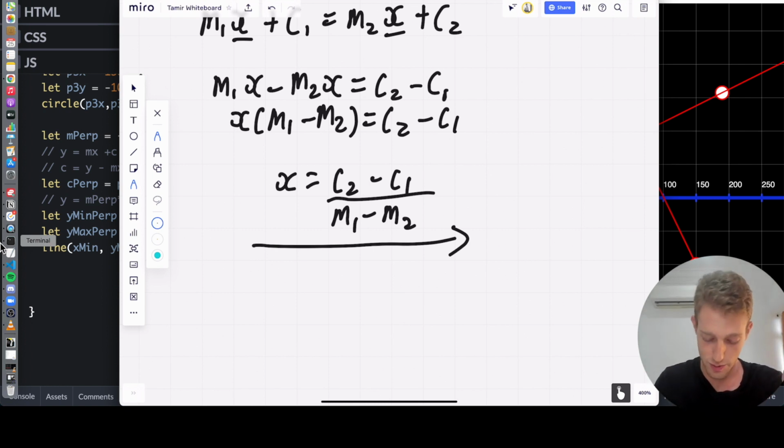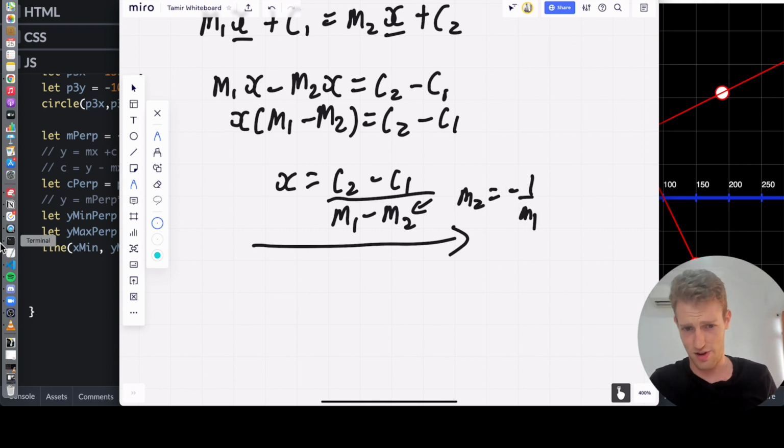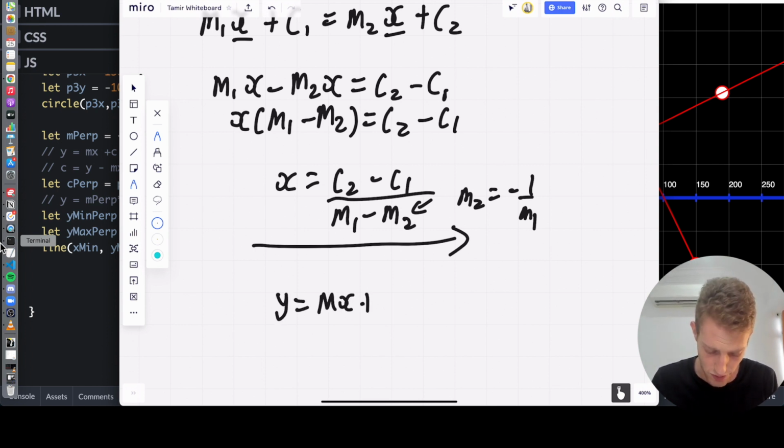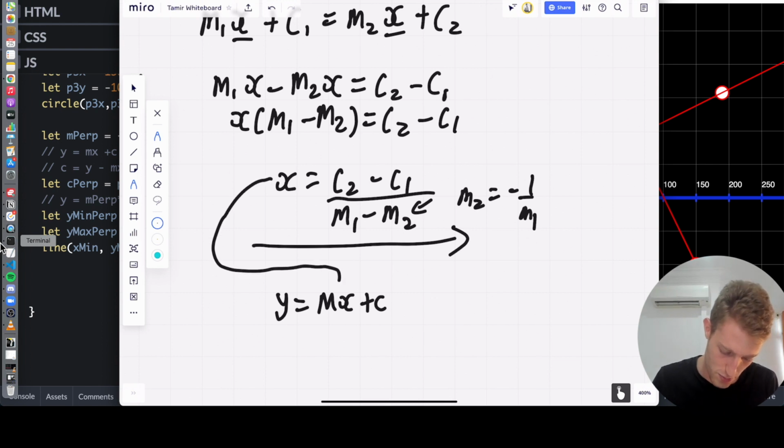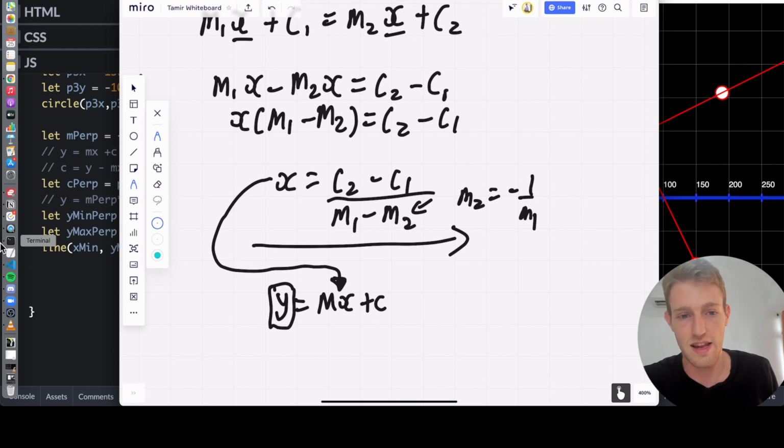We could simplify this a little bit more because m2 is actually equal to -1 over m1. But it's unnecessary for now. This is good enough. You can go ahead and, if you're wanting to, take it a step further. And then the y, if we're wanting a y, we know our equation is y is equal to mx plus c. So we could just take whatever that result is and put it into that equation, and we're going to get the y. So let's put that into code.